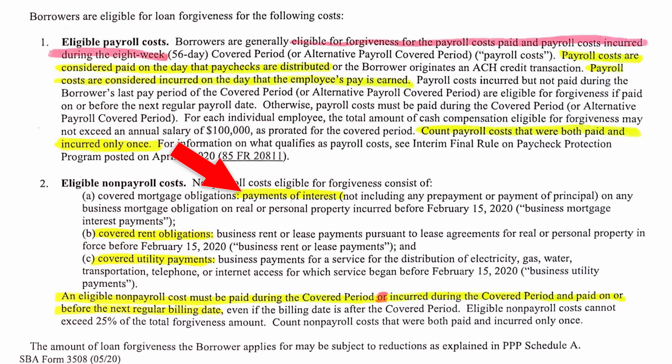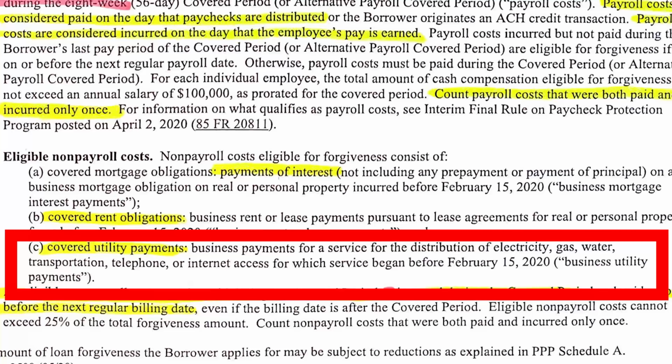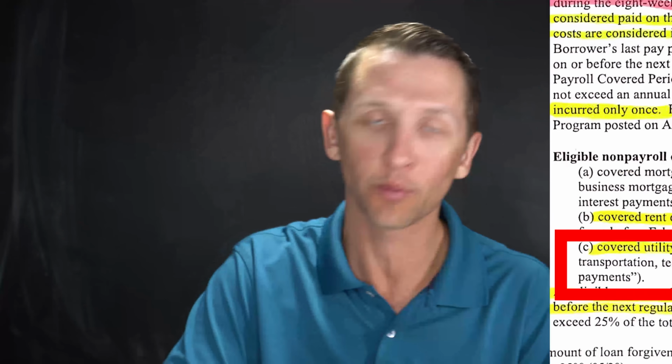So they are payments of interest on your covered mortgage obligations, your covered rent obligations, or your covered utility payments. And those utility payments are for business payments for a service for the distribution of electricity, gas, water, transportation, telephone, or internet access for which service began before February 15th, 2020. We already knew the February 15th, 2020 date. If you didn't, it's February 15th, 2020, but that is the date.